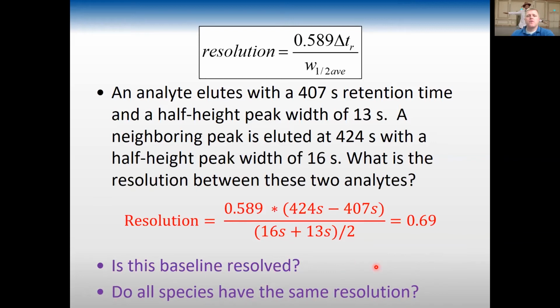Think about this for a minute. Go ahead and pause the video and see what you think. The answer is no. All species in a chromatogram do not have the same resolution, because resolution isn't a property of a single peak. Resolution is a comparison between two peaks, so you're calculating the resolution between adjacent peaks here.